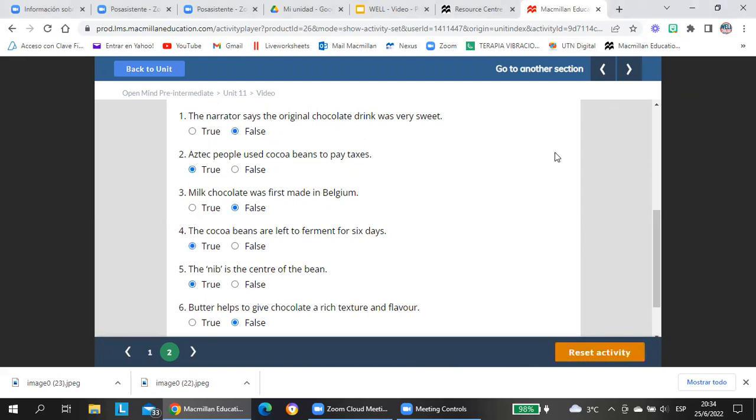So number one is false. At the beginning, the chocolate drink was very bitter. Number two is true. They used cocoa beans as money. Number three is false. Milk chocolate was first made in Belgium. It wasn't. Remember that it was first made in Switzerland, I guess, and the first chocolate bar was made in England. Number four, the cocoa beans are left to ferment for 6 days. This is true. Number five, the nib is the center of the bean. This is also true. And the last one is false because they are talking about cocoa butter, which is not the butter we know.